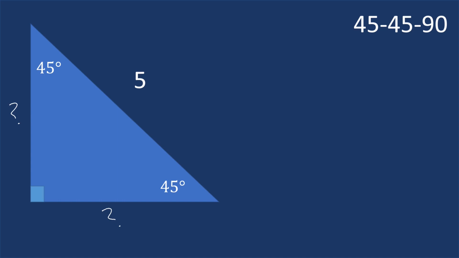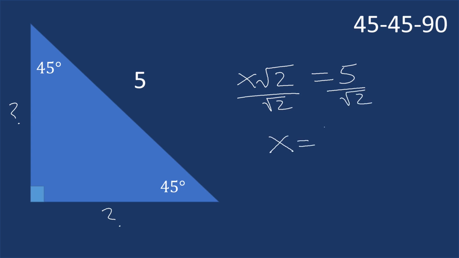So what we can do here is just say x square root of 2 is equal to 5. That's the length of our hypotenuse. We know that ratio is x square root of 2, so we just solve for x. Divide both sides by square root of 2. That gives us x is equal to 5 over the square root of 2.